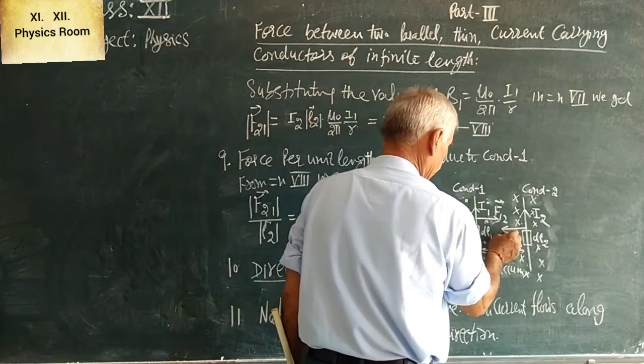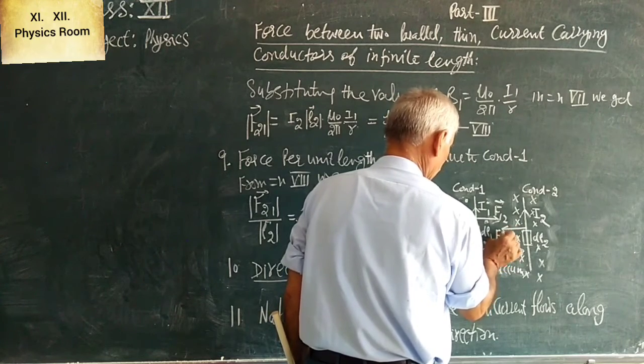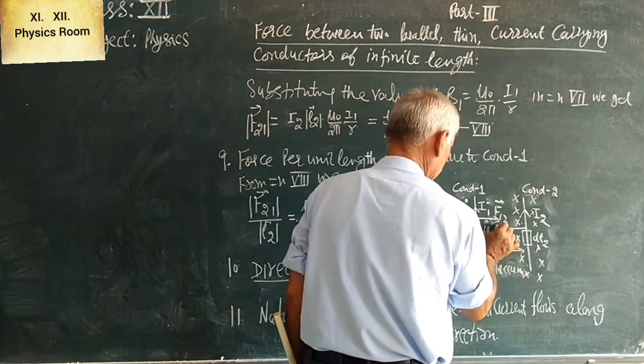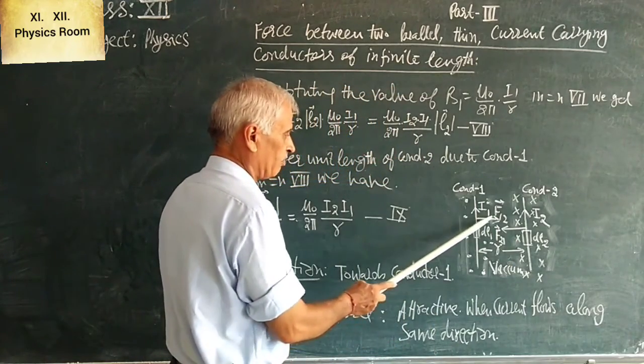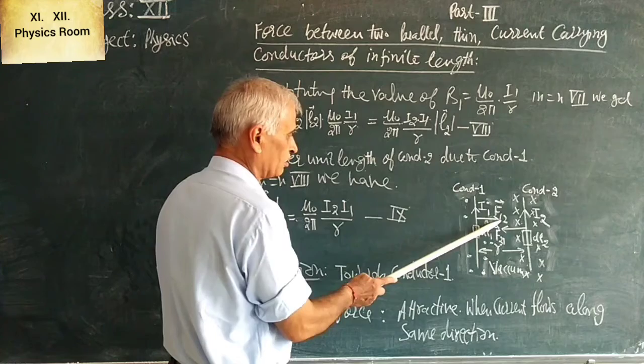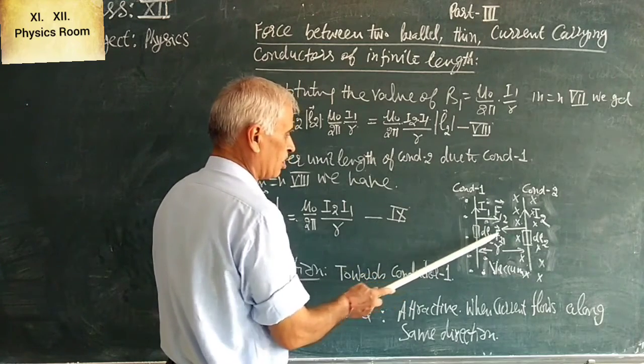Force F21. So see, the force F12 is along conductor 2 and F21 is along conductor 1.